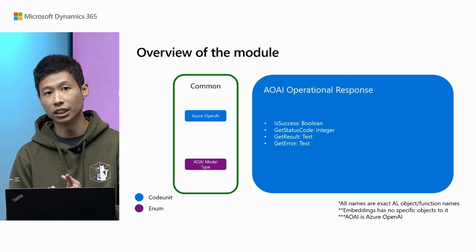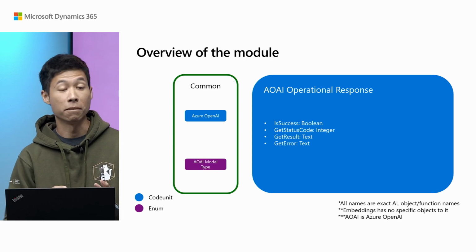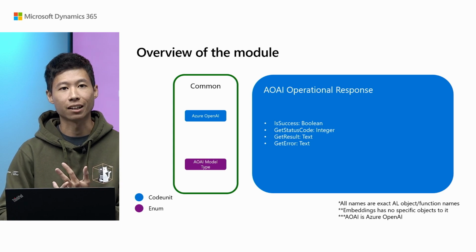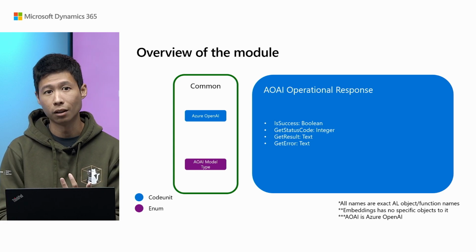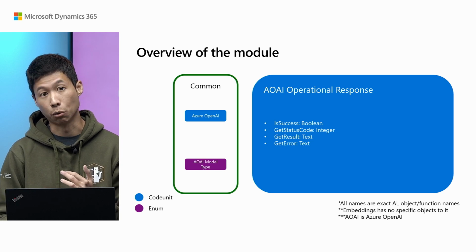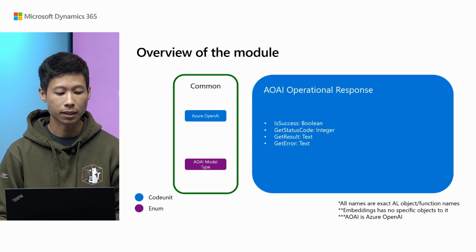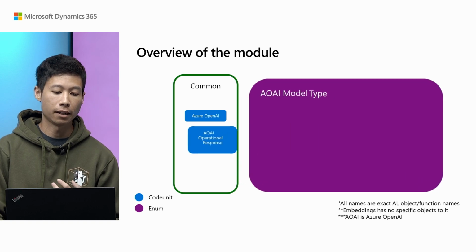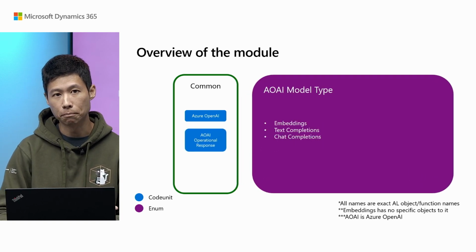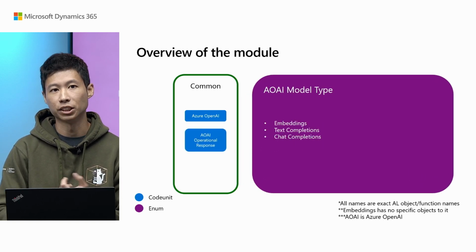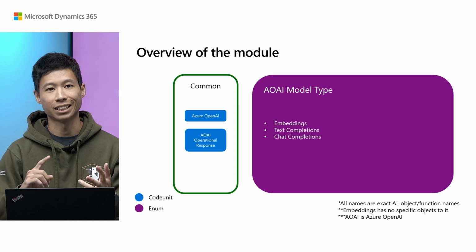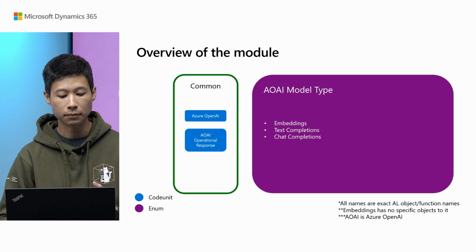With the operation response, as I mentioned, you can get a result. You can check if it's a successful run. If it errored out, you might want to check what the status code of the call was and get the actual error that came through. And for the enum of the model type, as I mentioned, we support 3: embeddings, text completions, and chat completions.